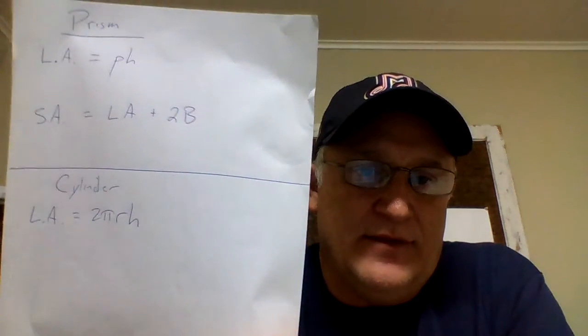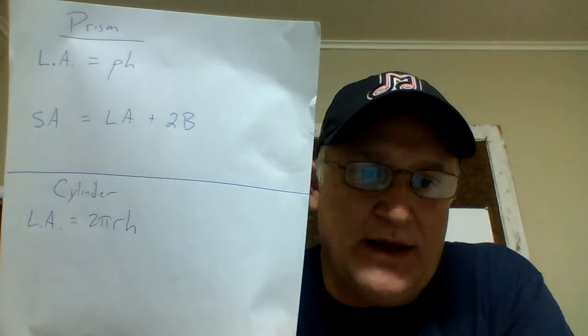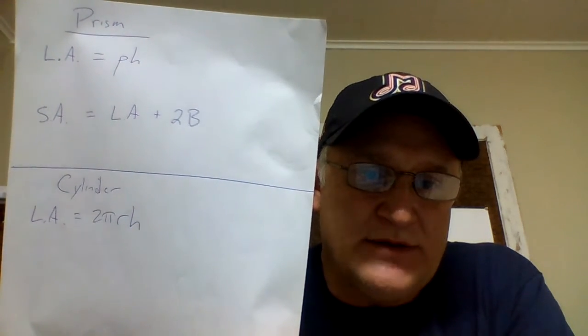So the lateral area of a cylinder, instead of the perimeter times the height, is the circumference. And you remember the formula for circumference is 2 pi r. So it's 2 pi r times the height. It's really the exact same formula, except it's a circle instead of a polygon. So it's 2 pi r times the height.